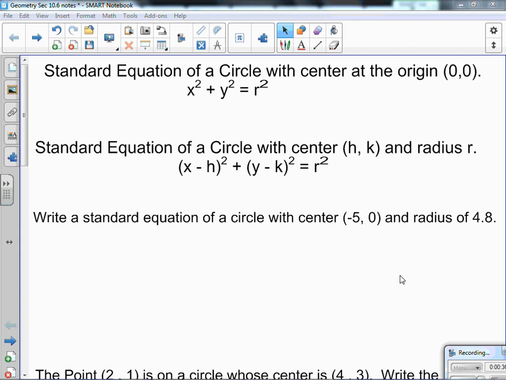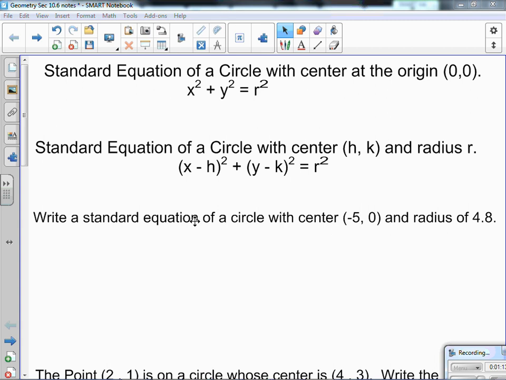Now, if the circle's center is not at the origin, then it's going to be at a point that will be designated as (h, k), and we'll have a radius of r, so it'll be (x minus h) squared plus (y minus k) squared equals r squared. So this h and k will come straight from the center. So once we know what the center is and the radius, then we can build the equation of that circle.